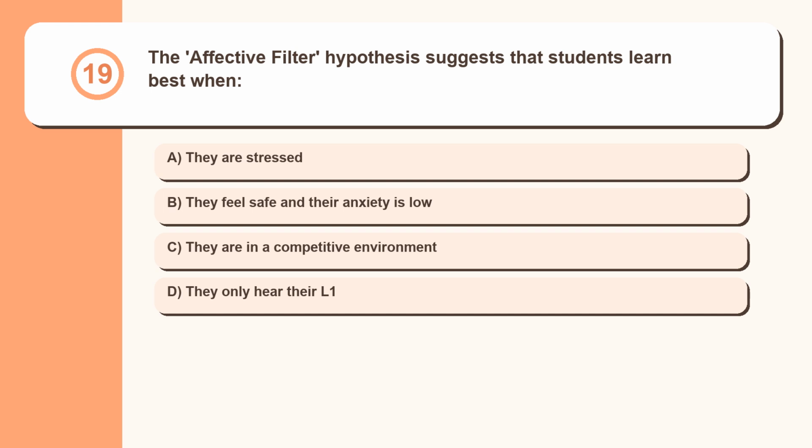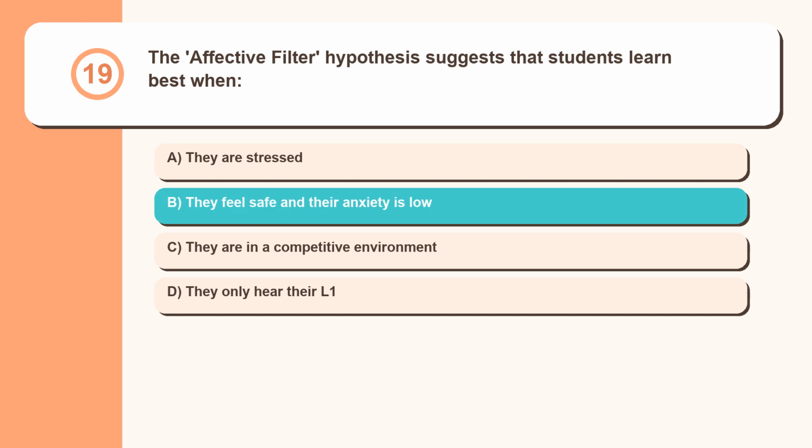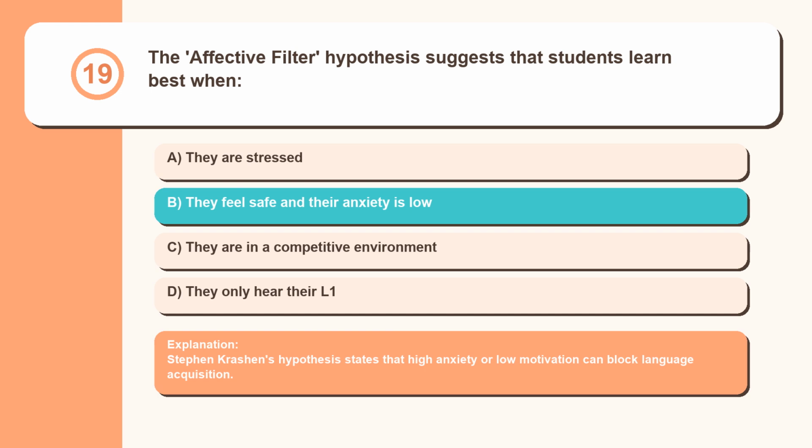Question 19. The affective filter hypothesis suggests that students learn best when they are stressed, they feel safe and their anxiety is low, they are in a competitive environment, they only hear their L1. Stephen Krashen's hypothesis states that high anxiety or low motivation can block language acquisition.